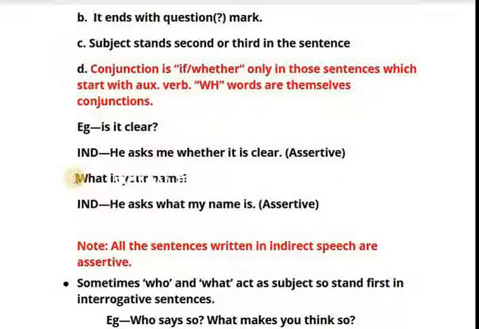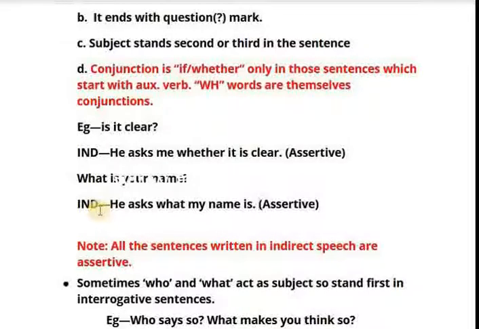Let's see another example. What is your name? This is starting with a W word, which is what, and ending with a question mark. An interrogative sentence. And here is an example of how you can change it into indirect speech. He asks what my name is. This is how you can convert an interrogative sentence into indirect speech.